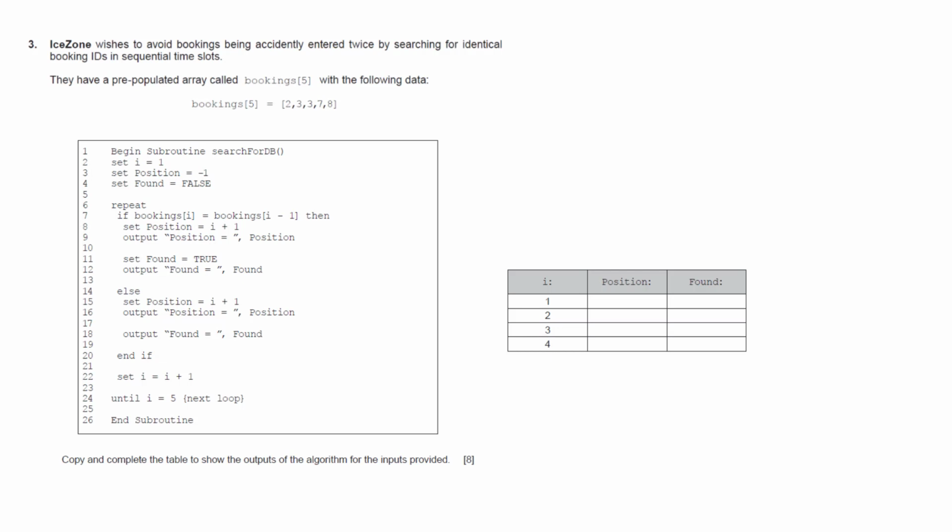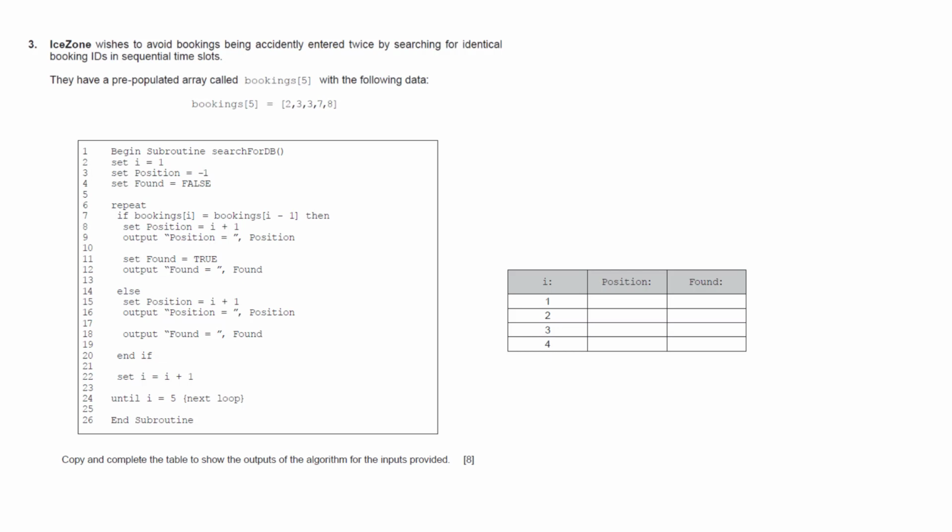iSown wishes to avoid bookings being accidentally entered twice by searching for identical booking IDs in sequential time slots. They have a pre-populated array called bookings with the following data, and we're provided with the data there. Then below we have an algorithm, and it asks us to copy and complete the table to show the outputs of the algorithm for the inputs provided, and that's a total of 8 marks.